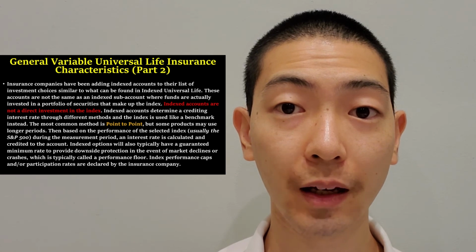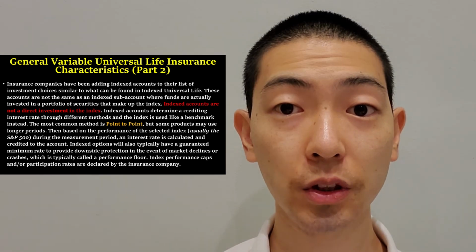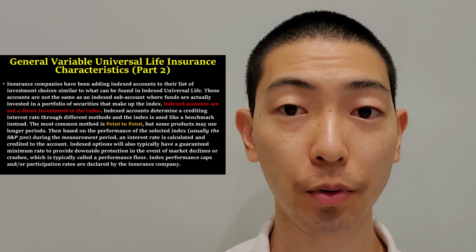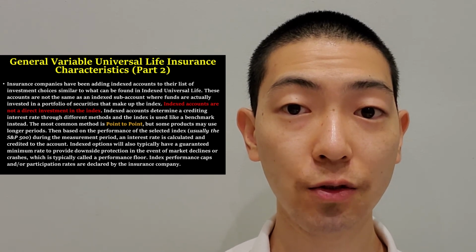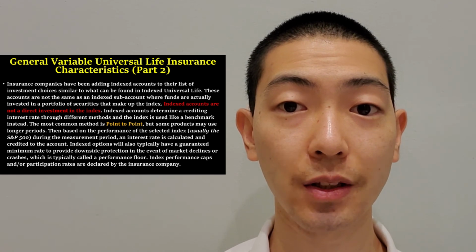Indexed accounts determine a crediting interest rate through different methods, and the index is used like a benchmark instead. The most common method is 1 year point to point, but some products may use longer periods. Then, based on the performance of the selected index, usually the S&P 500, during the measurement period, an interest rate is established and credited to the account.